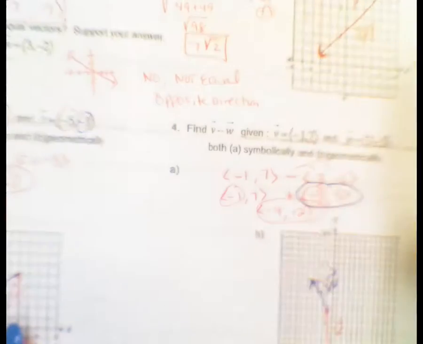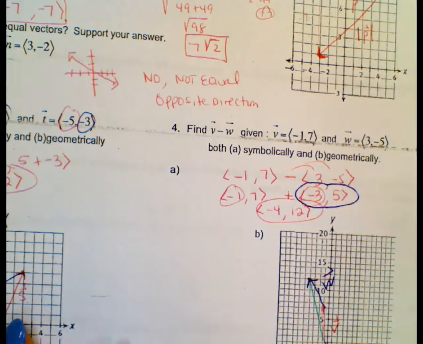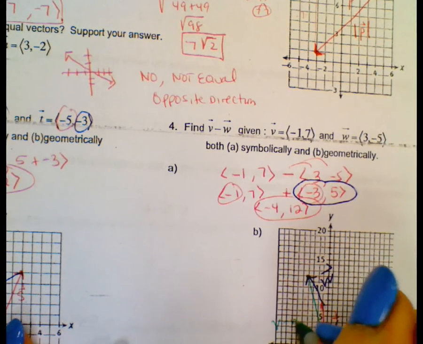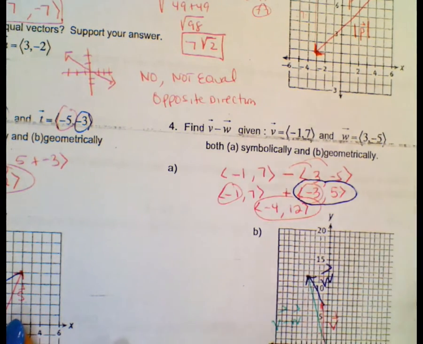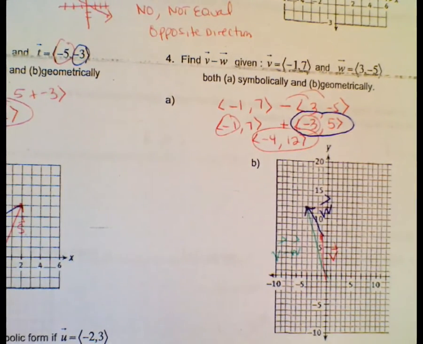And then your answer is this green one, which is D minus W. And that shows at -4, 12. So you have all 3 parts of this drawing to get your credit on this.